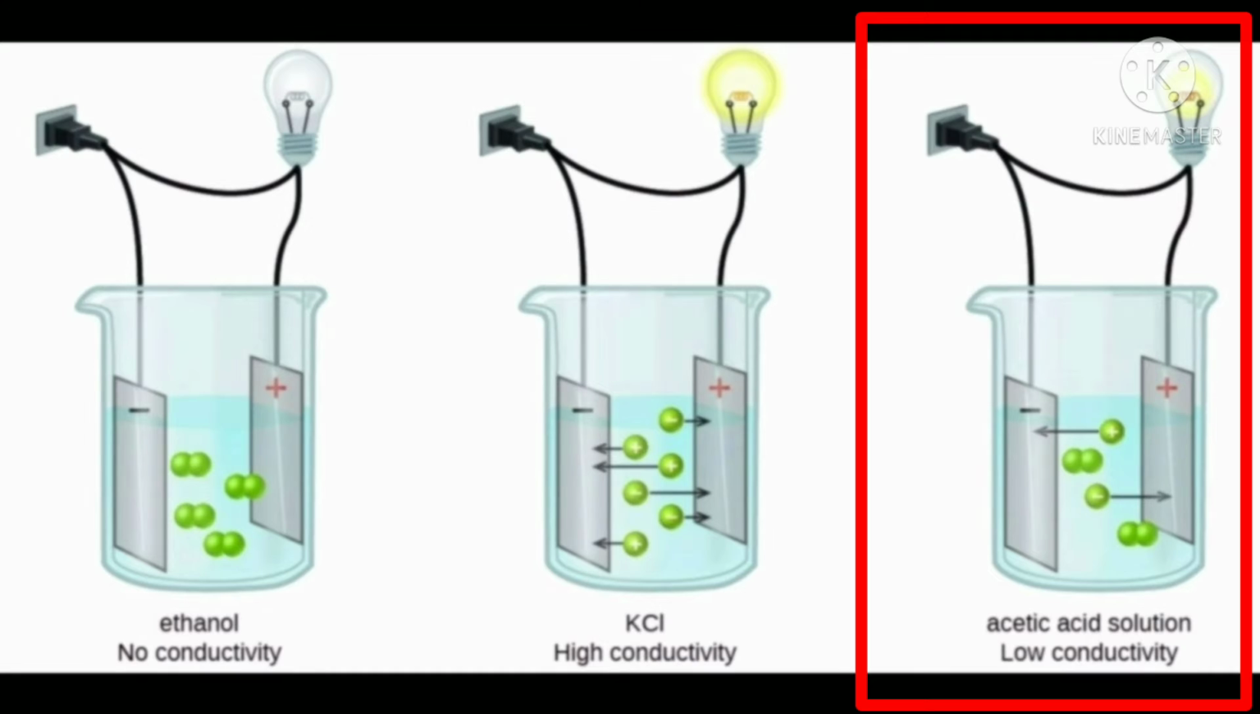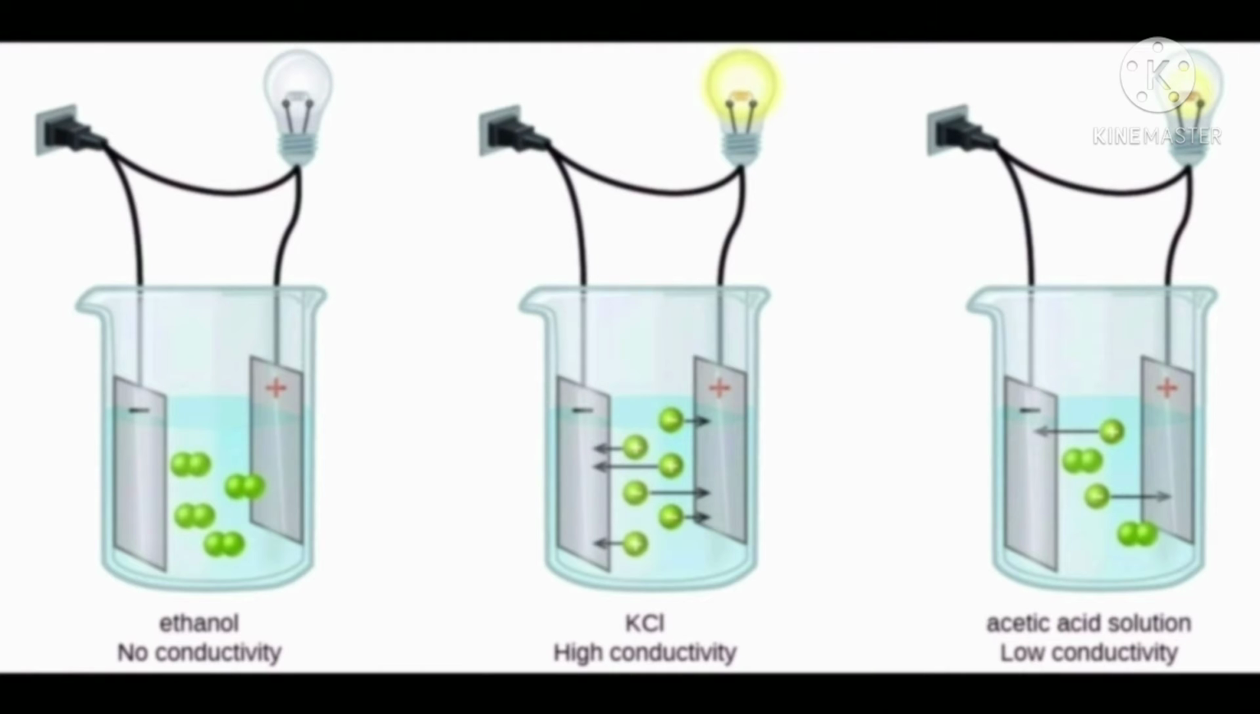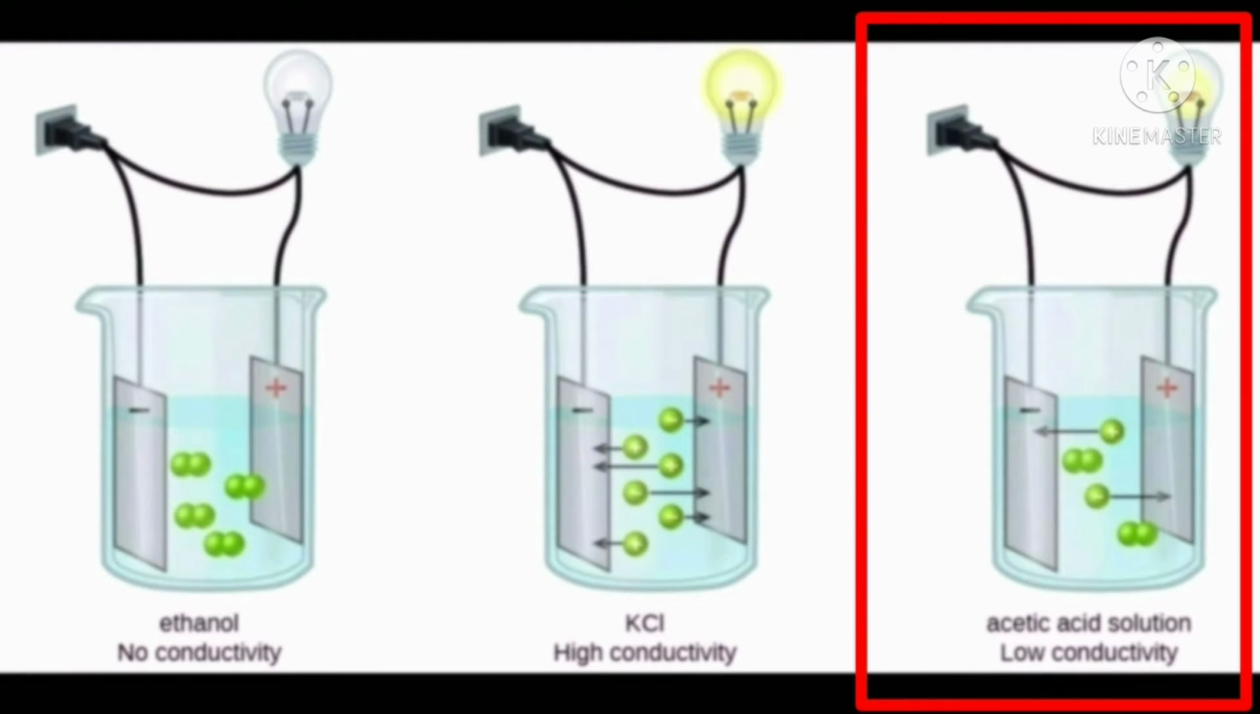Weak electrolyte, if we connect this with the circuit, the bulb glows very dimly. The reason is the solution contains both the ions and molecules. So from the solution, only the ions conduct the electricity. So the bulb glows very dimly. The example here, acetic acid solution.